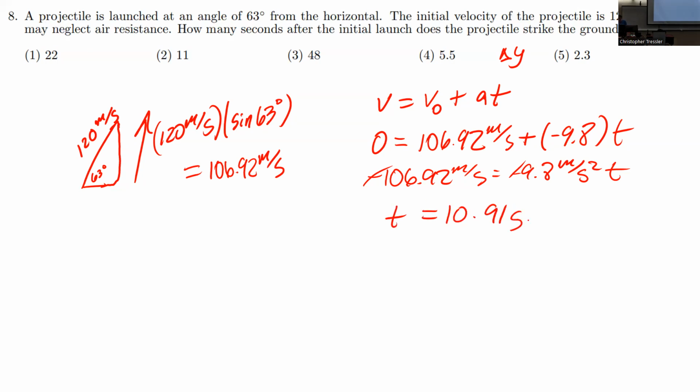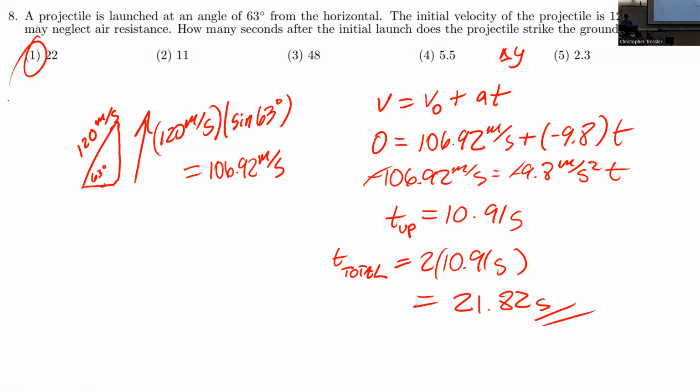But what is this the time for, guys? This is the time to get to the maximum point, right? It's to get to the highest point. And what did I say earlier? In this scenario, we can multiply this by 2 to get the time it also takes to go back down. So the time total would be 2 times 10.91, which is equal to 21.82 seconds. The final answer matches with the 22 right there.